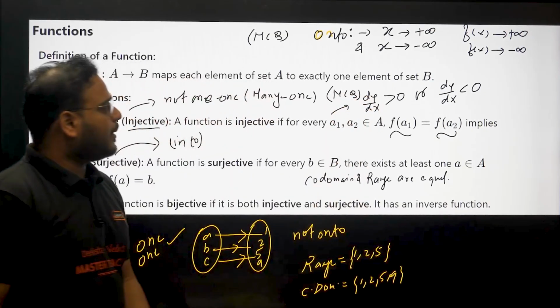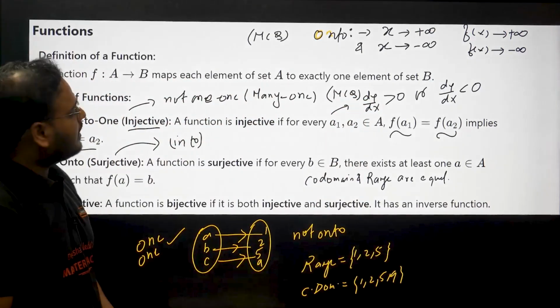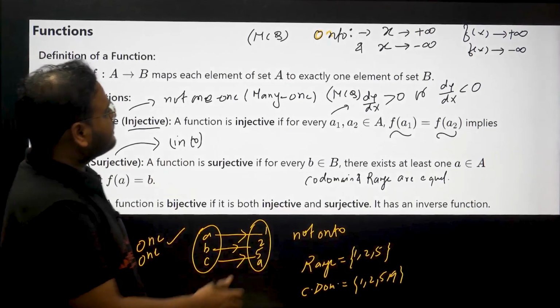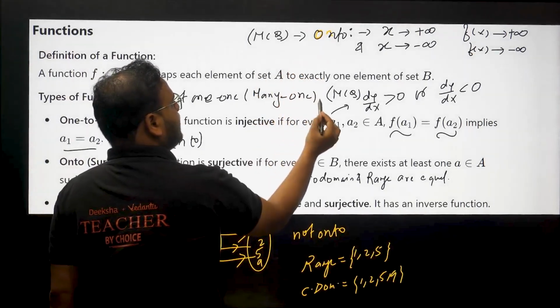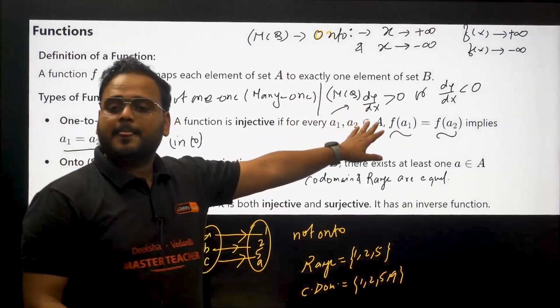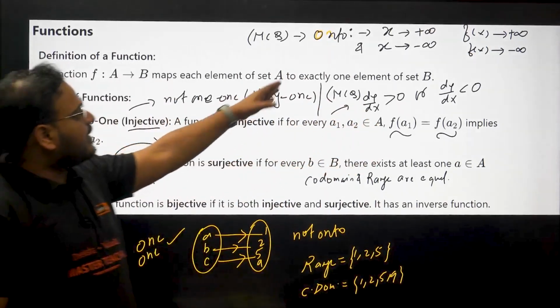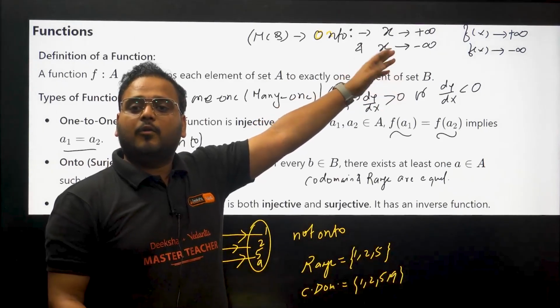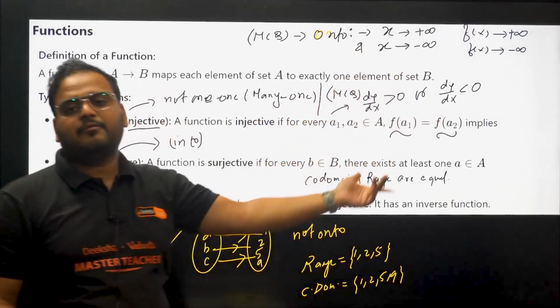Otherwise, use the approach of algebra. This is clear, I guess, okay? This approach is for only MCQs. There is a separation over here. The derivative approach to find the one-one function is for MCQs. Same way, the infinity approach to find onto function is again for MCQs.